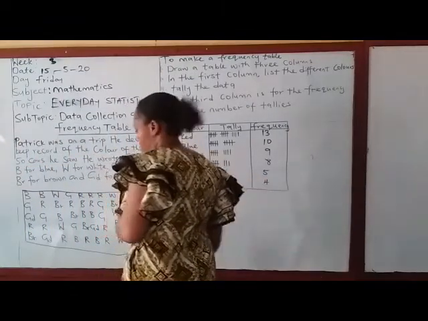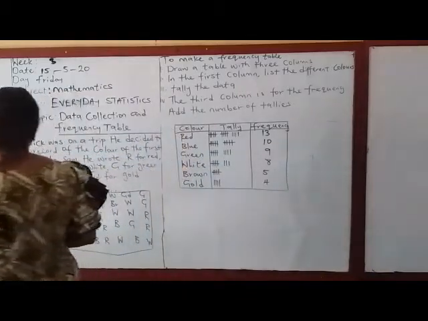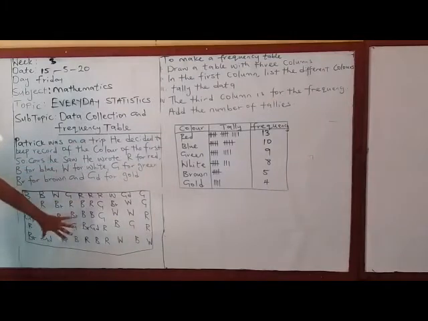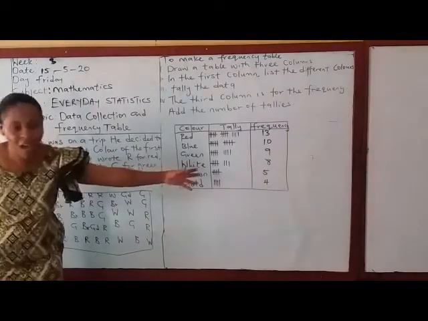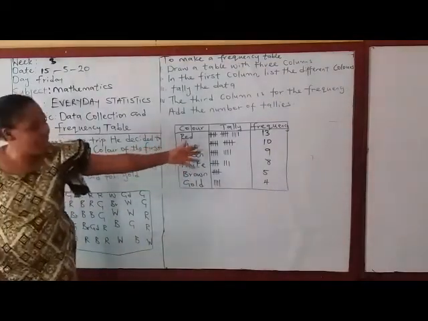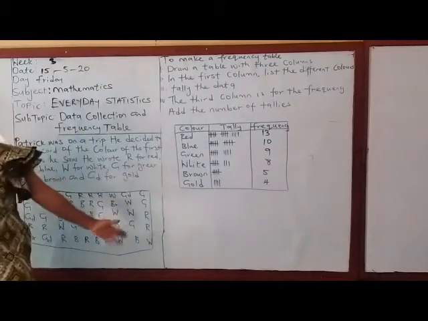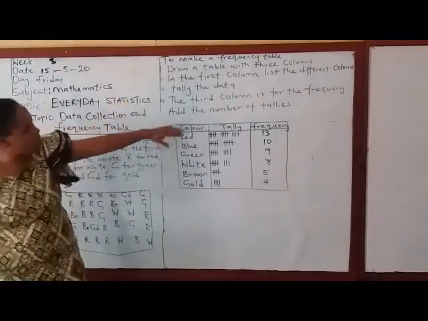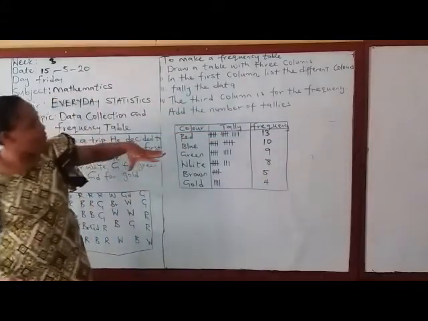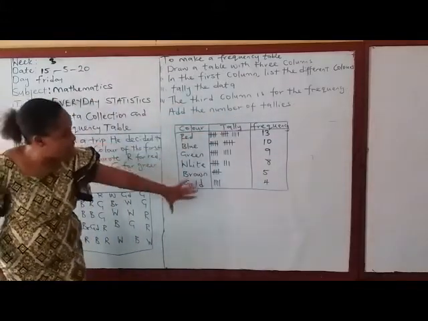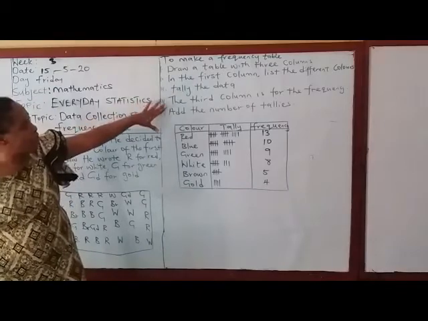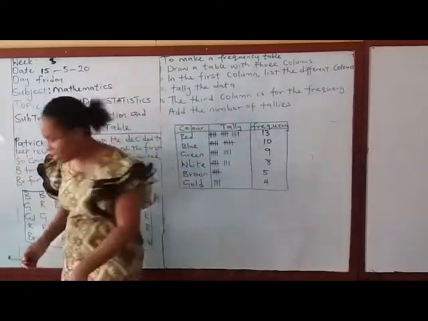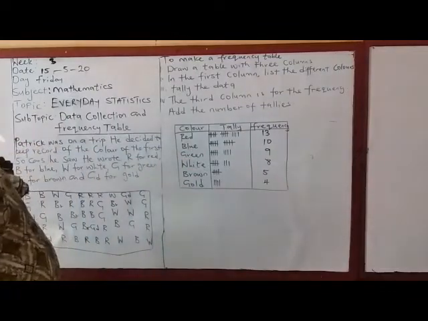So this is the frequency thing. This is the data collected, and you can see how easy it is to make the frequency table. Just follow the procedures. Draw a table with 3 columns. In the first column, list the different colors. In the second column, tally the data, and the third column is for the frequency. The frequency is the number of times.